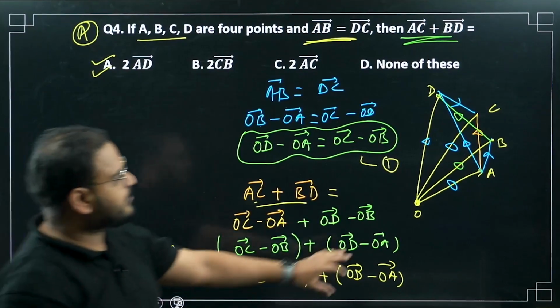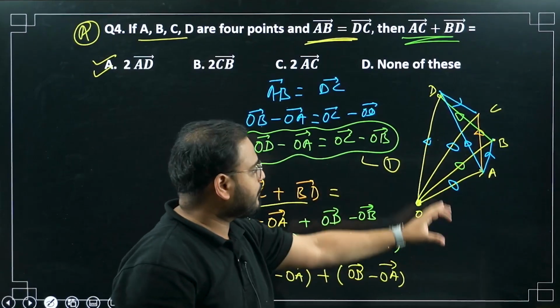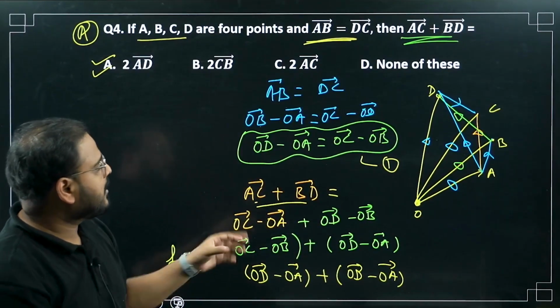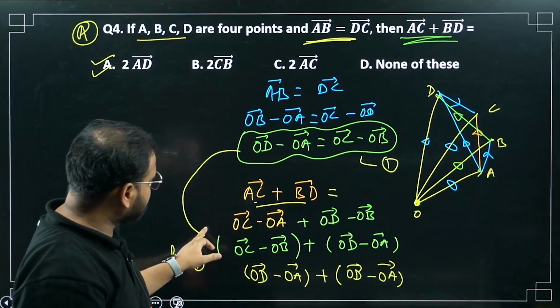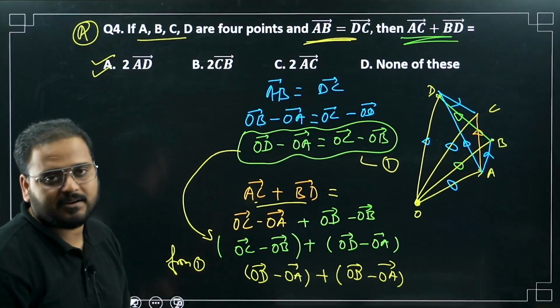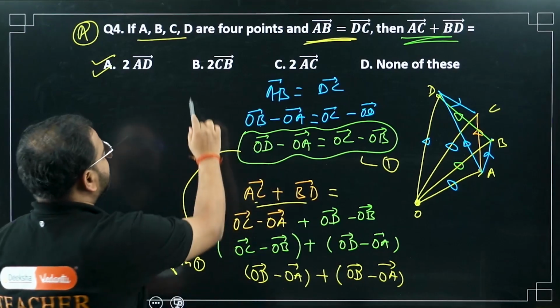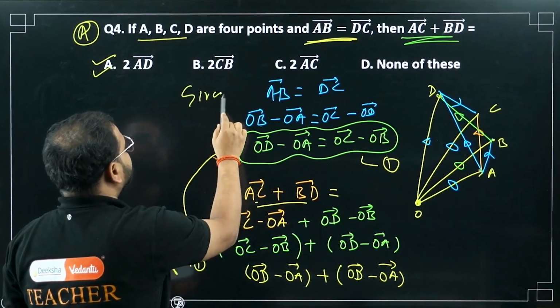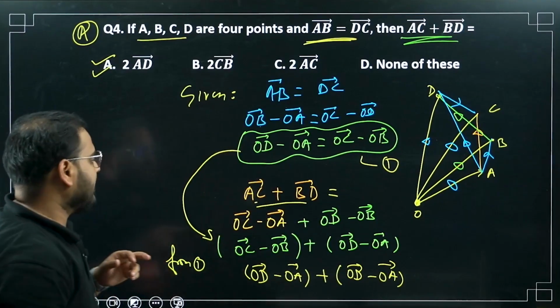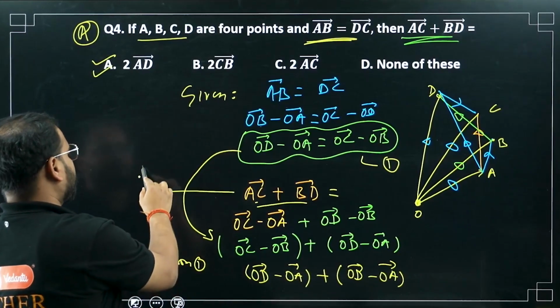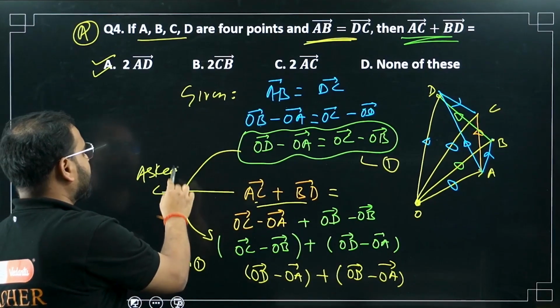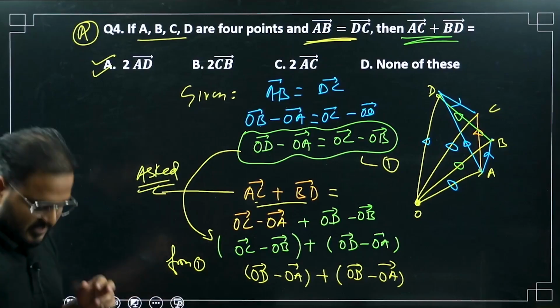Have a look, just the figure we did. And from there we have got our conclusions. We had to use this in this place, that's why we needed that statement: OD minus OA equals OC minus OB. This was the given condition, and this is what they were asking. Shall I move on?